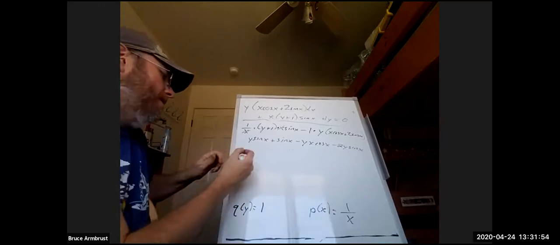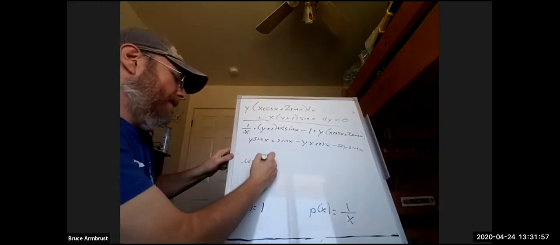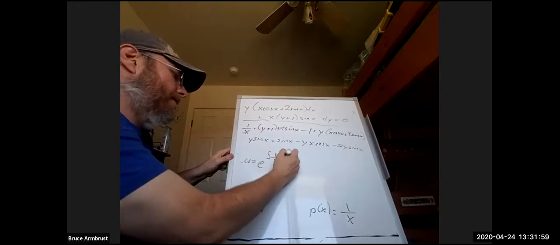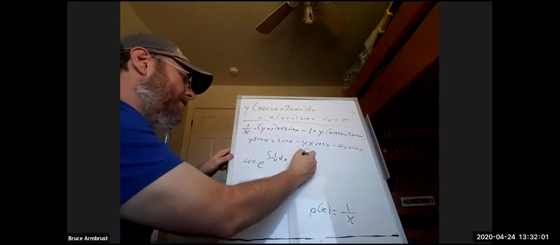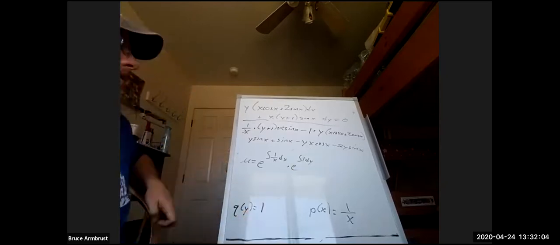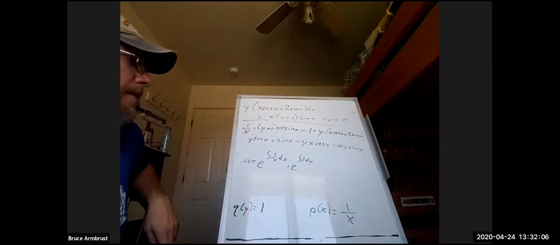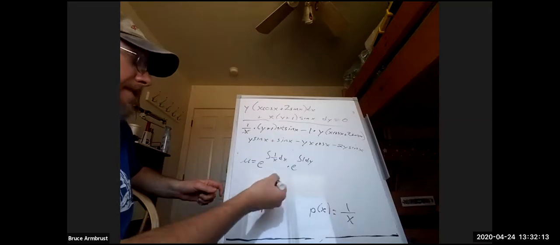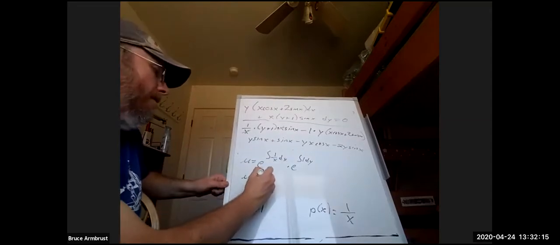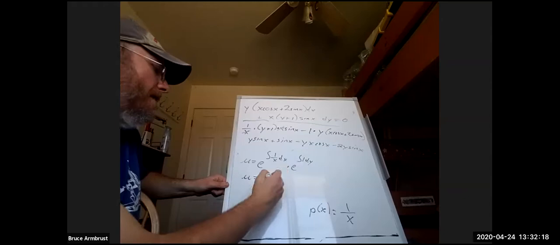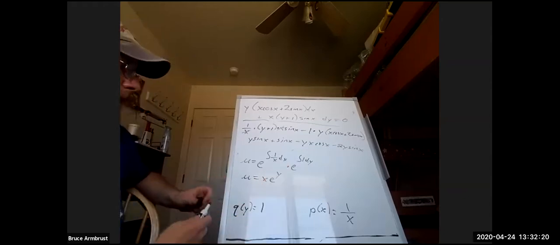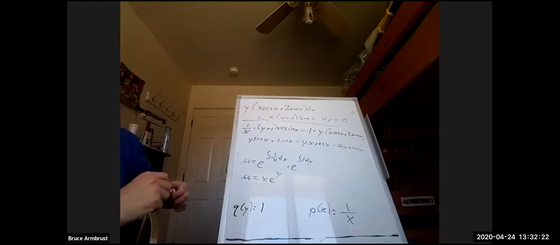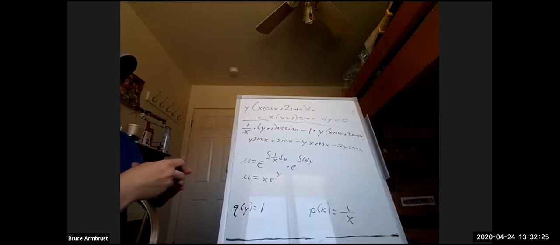So mu then, it's going to equal e to the integral of 1 over x times e to the integral of 1. Well, 1 over x gives us natural log of x. E to the natural log of x is just x. And then integral of 1 is y. So we get e to the y. So our mu is x e to the y.